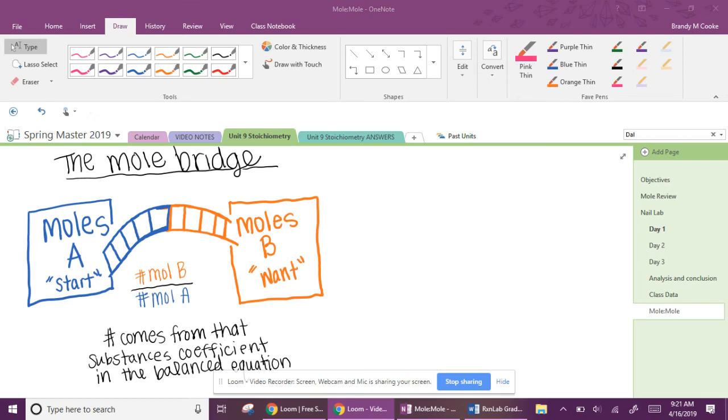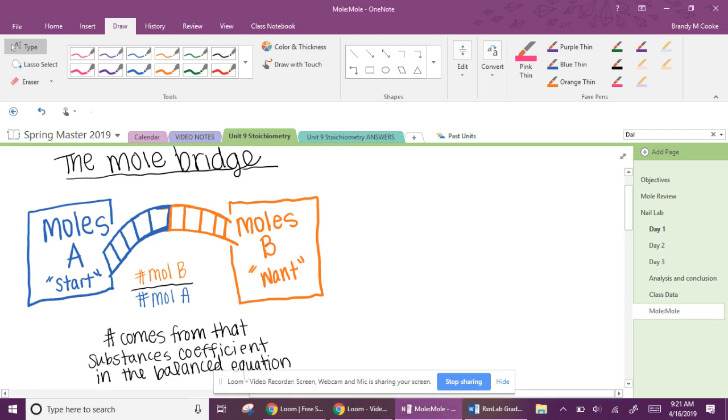about the mole bridge, this gorgeous piece of art that you see on your screen in front of you right now. The mole bridge is an addition to our mole map that we used to do. Remember, we took a ride on the mole train. We can go from moles to grams to liters, all that good stuff. But it was limiting because we were always confined to the same substance.